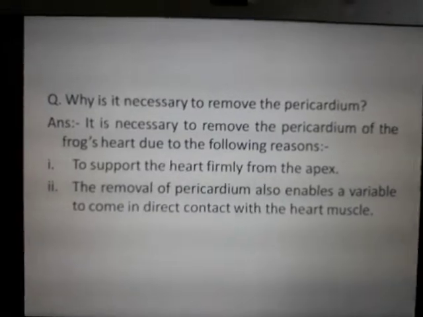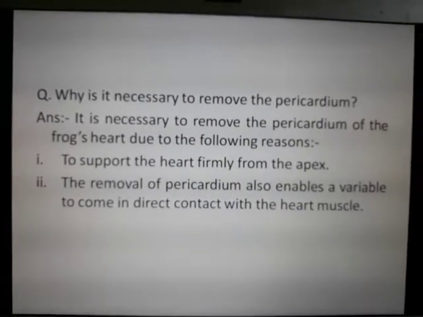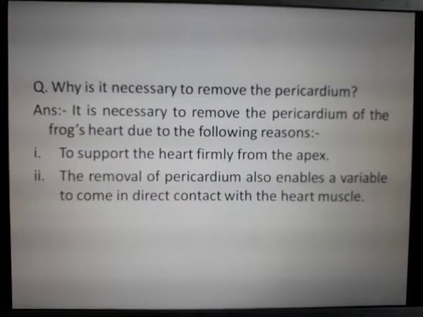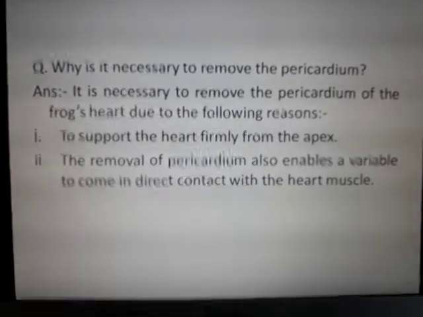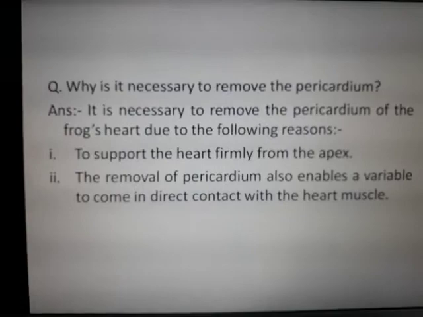Why is it necessary to remove the pericardium? It is necessary to support the heart firmly from the apex, and the removal of the pericardium also enables a variable to come in direct contact with the heart muscle.